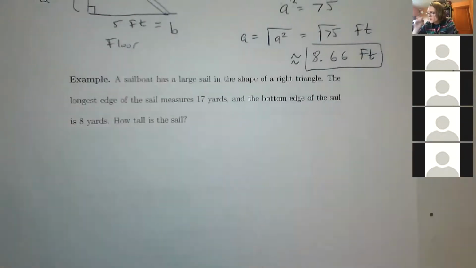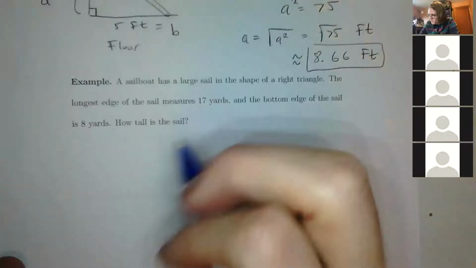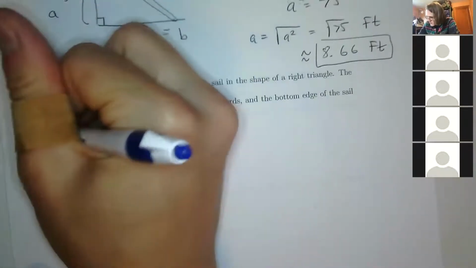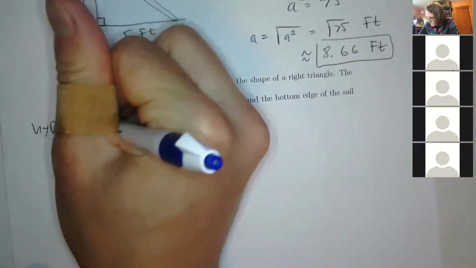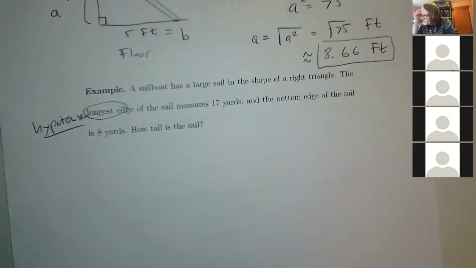So this one involves a sailboat. So we have a large sail in the shape of a right triangle. The longest edge of the sail, so the longest edge, what does that mean? The hypotenuse, right? So kind of make sure you're picking out key parts: the longest edge, hypotenuse. It's 17 yards, and the bottom edge of the sail is 8 yards. How tall is the sail?